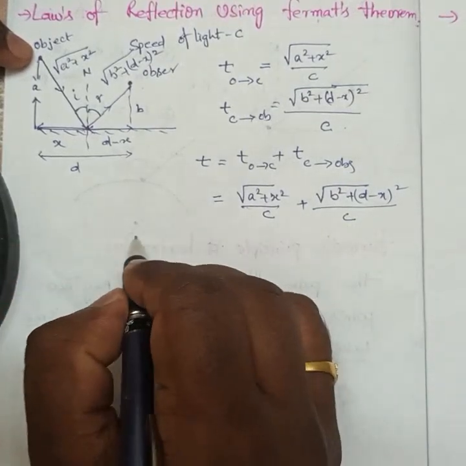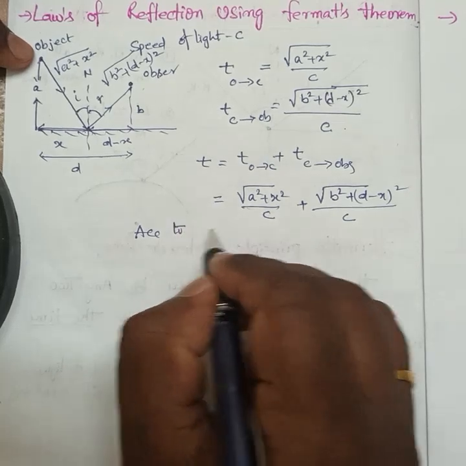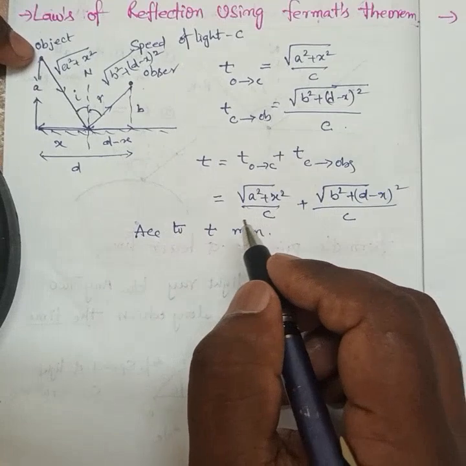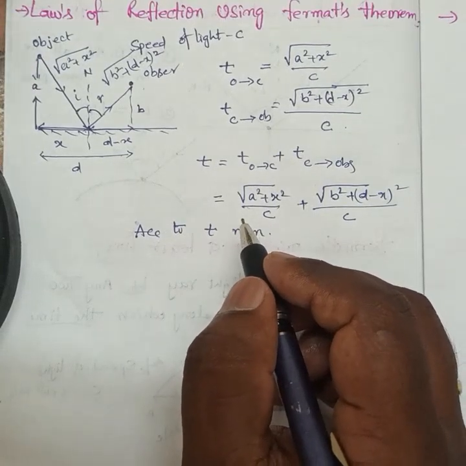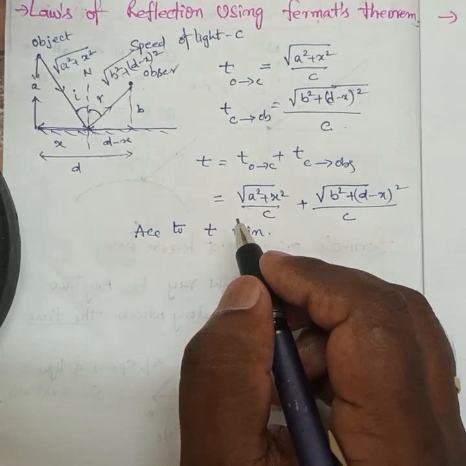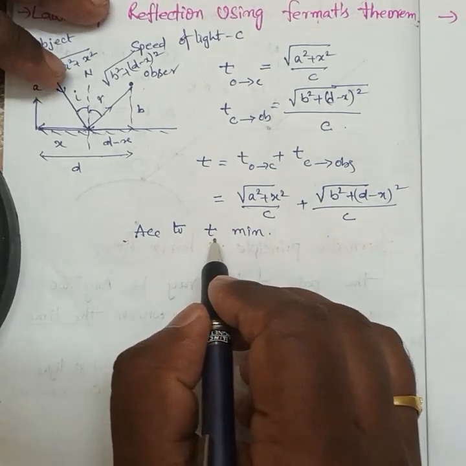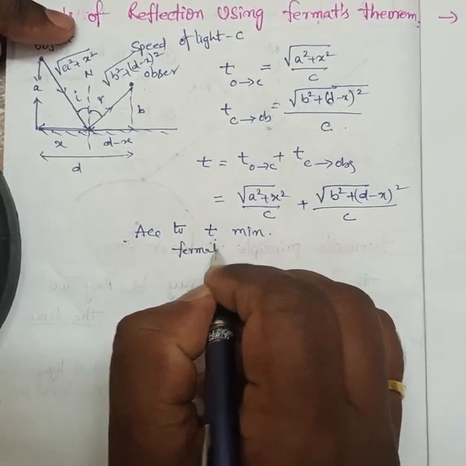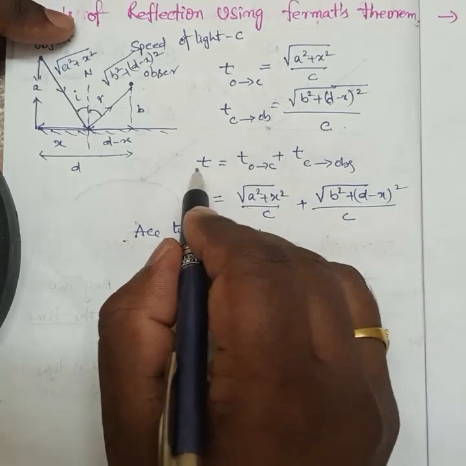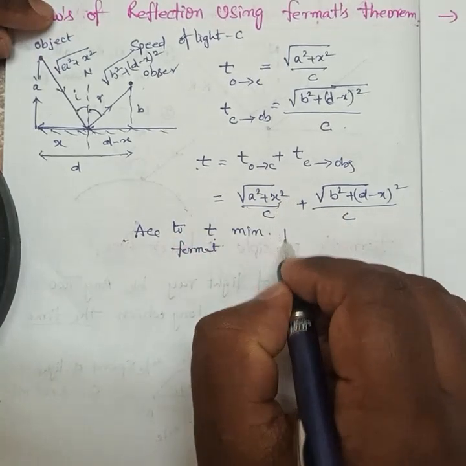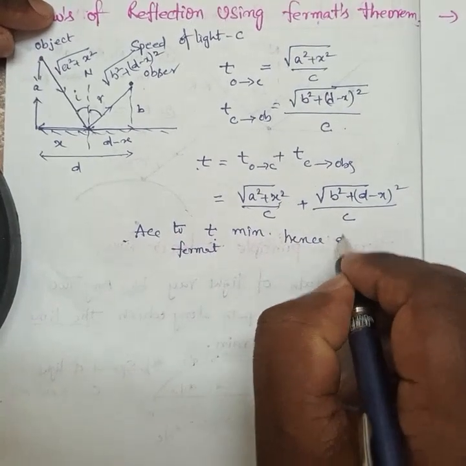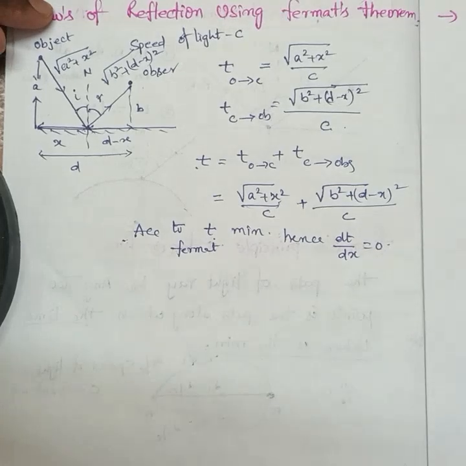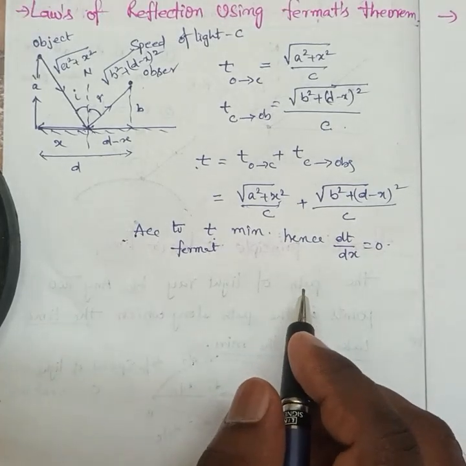According to Fermat, time is minimum. So we already know the light ray chooses the path which takes minimum time. So according to Fermat, t will be minimum, and here t is a function of x. Hence dt by dx must equal 0.